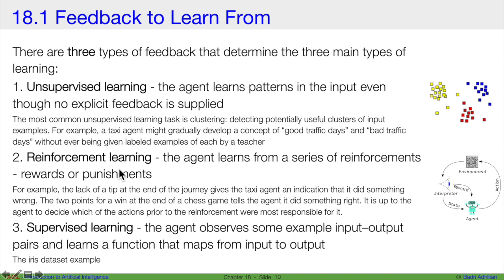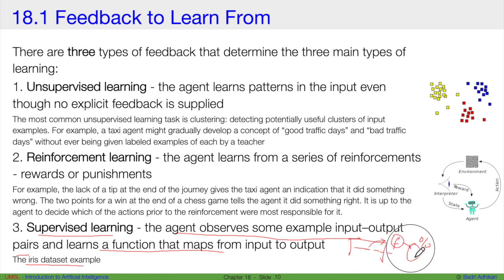The next type of learning is supervised learning, and this is the most common type of learning that we will do in AI and machine learning. In this kind of learning, the agent observes some examples of input-output pairs and learns a function that maps the input to the output. A very good example is the iris dataset, where you already have a table that has your input vector and your output labels, and what you have to learn is a function that takes this input and predicts the output.